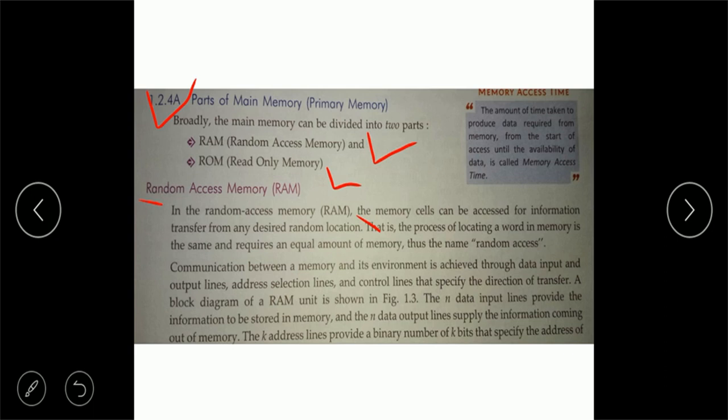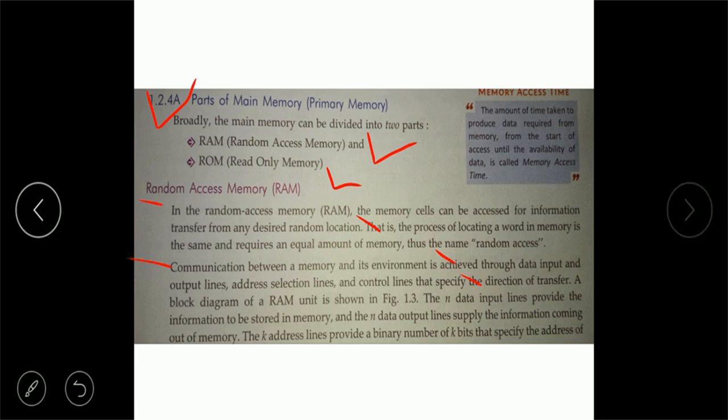Now, what happens when the memory is accessed? The communication between a memory and its environment is achieved through data input and output lines. Means in the memory there are data input and output lines, as you will see in the next figure. And there are address selection lines and control lines that specify the direction of transfer. A block diagram of RAM unit is shown here. You can see what happens in the figure.